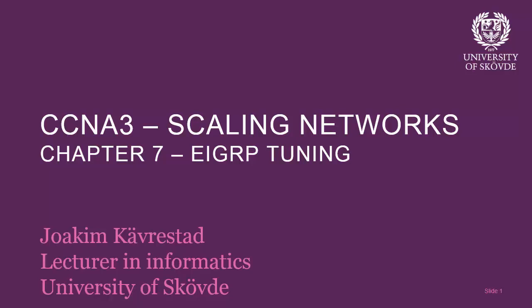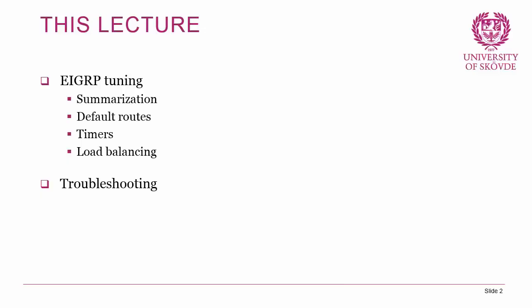So to look a little bit more concisely at what we're going to go through in this lecture, we're going to talk about tuning of EIGRP, and more specifically we're going to talk about route summarization and propagating default routes. We're going to check how we can modify hello and hold timers, and we're going to look at load balancing. Then we're going to move on to troubleshooting, and more specifically, we're going to look at how you can discover some common errors and how you can fix them.